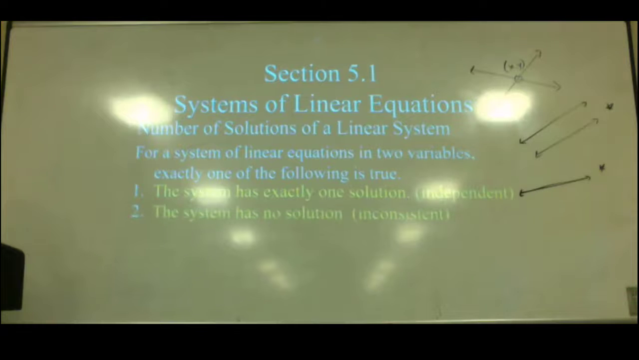Another option is the parallel lines one. It might be that a system has no solution. That is called an inconsistent system.